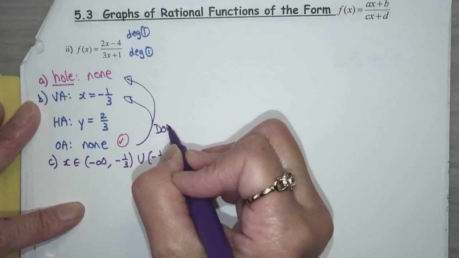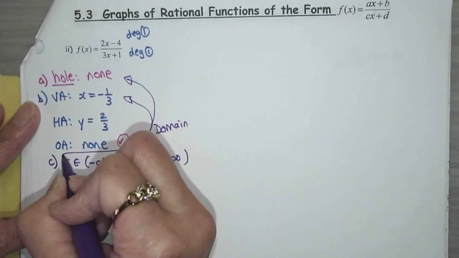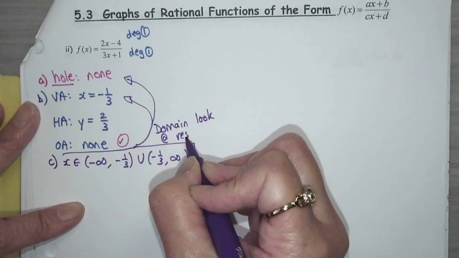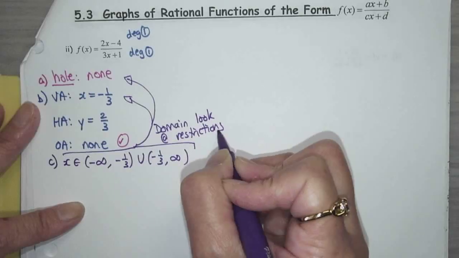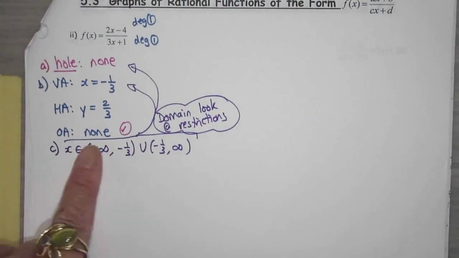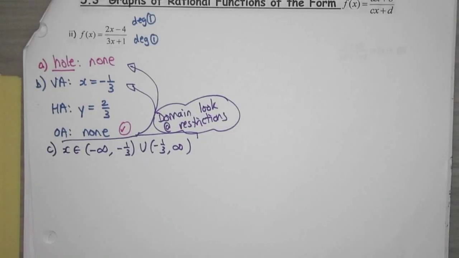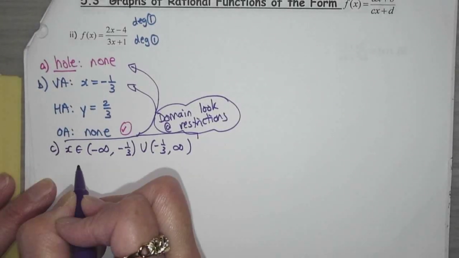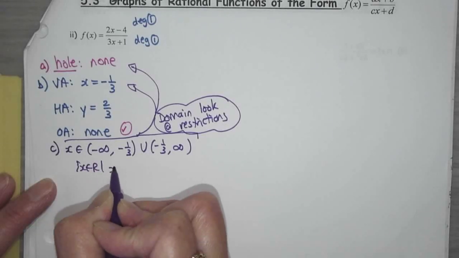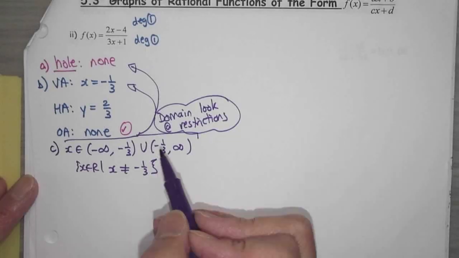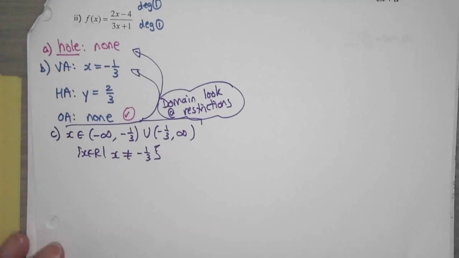So for the domain, look at restrictions. For domain, always look at the restrictions. No holes, no asymptotes, so we're good there. Okay, and you're either writing that in interval or set notation, right? Set notation would be written like this. So it'd be x is an element of real, and x cannot equal negative 1/3. That would be one way. Okay, so set or interval. I usually prefer interval myself, so there you go.